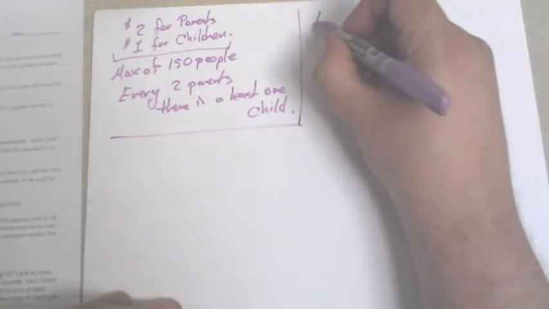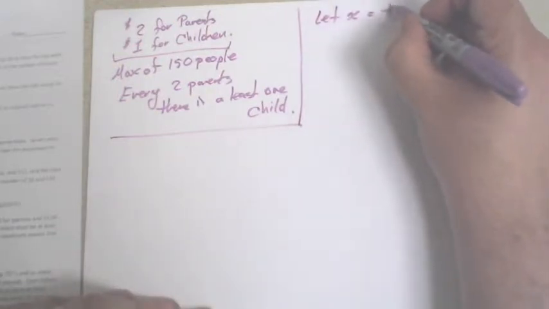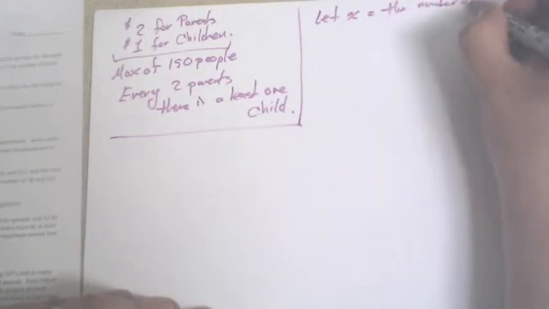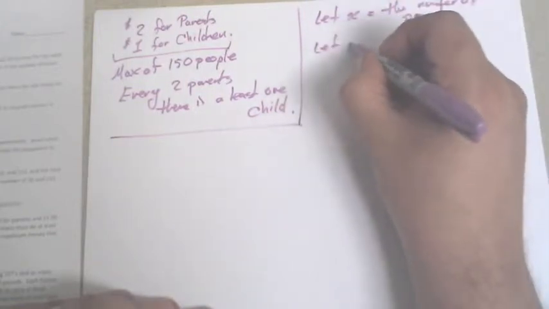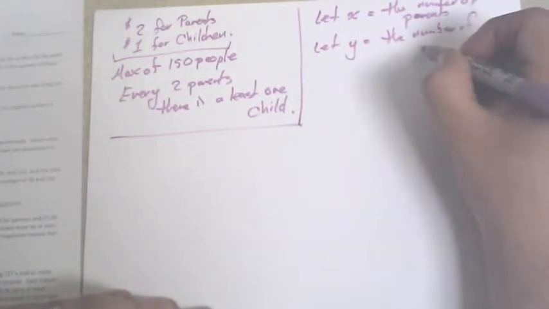So I'm going to say let's go with x equal the number of parents, and let y equal the number of children.